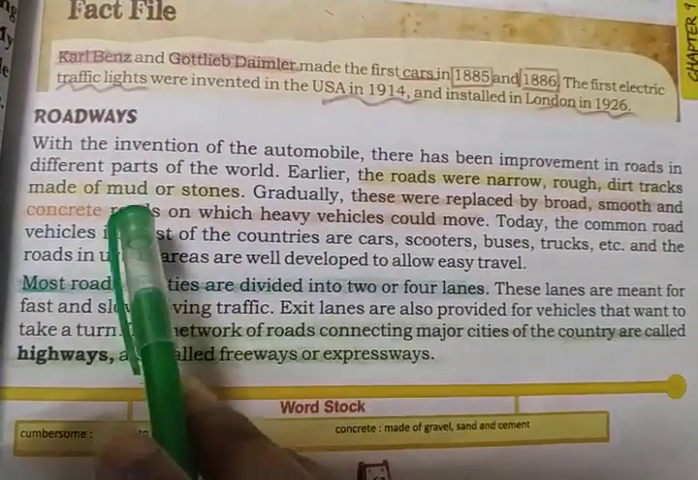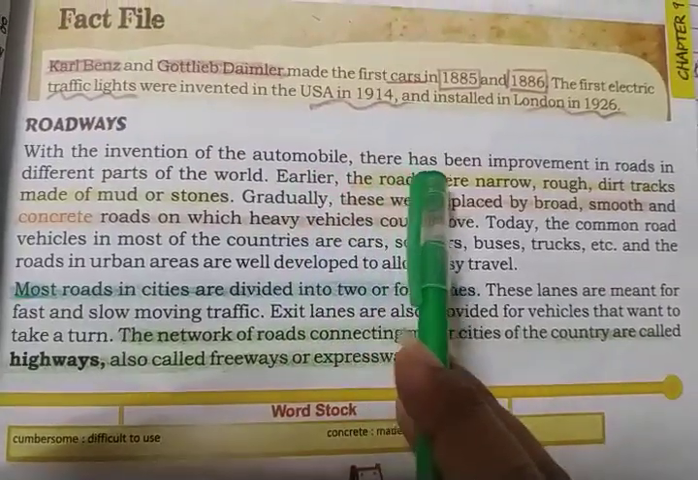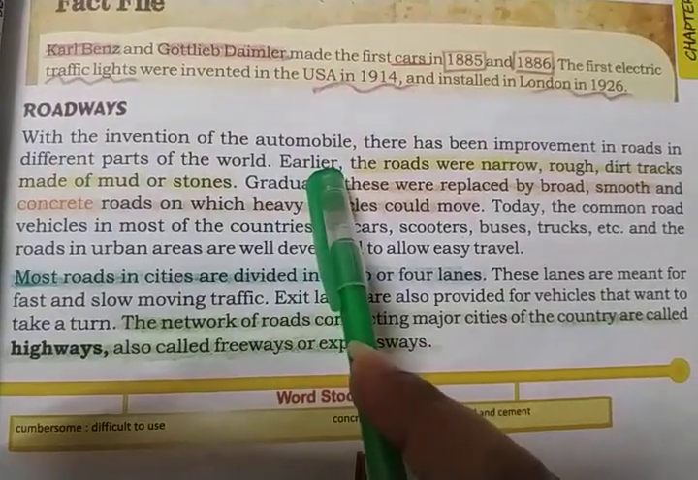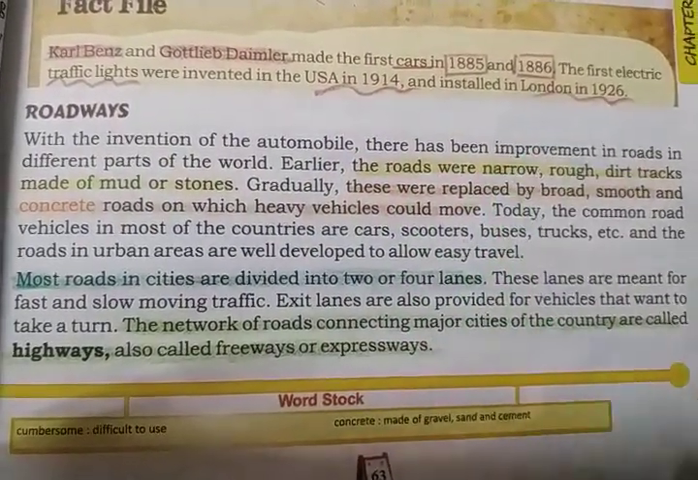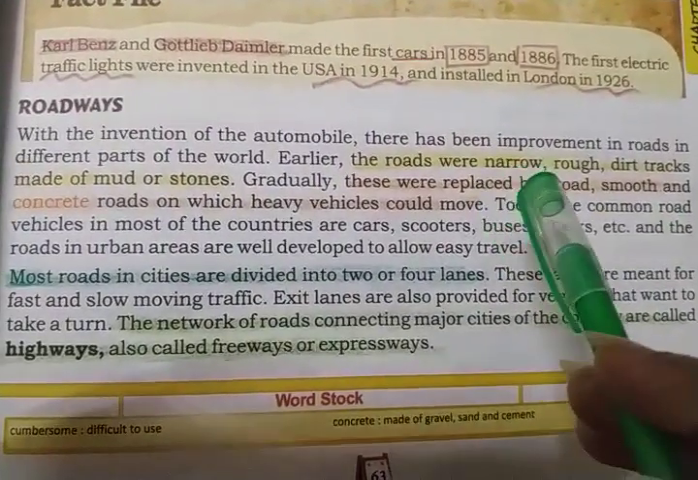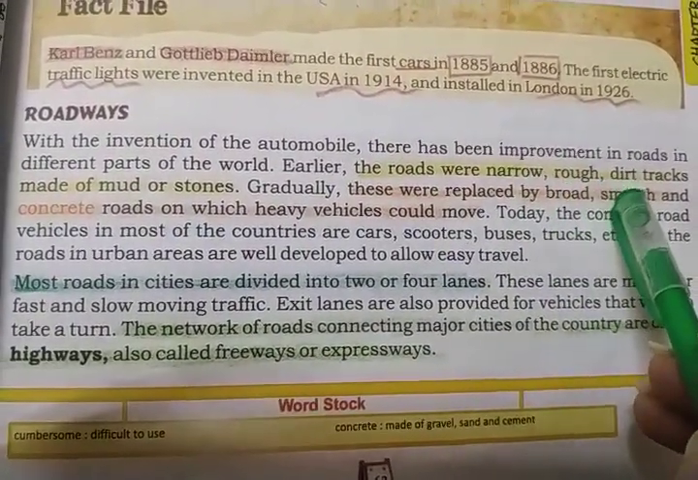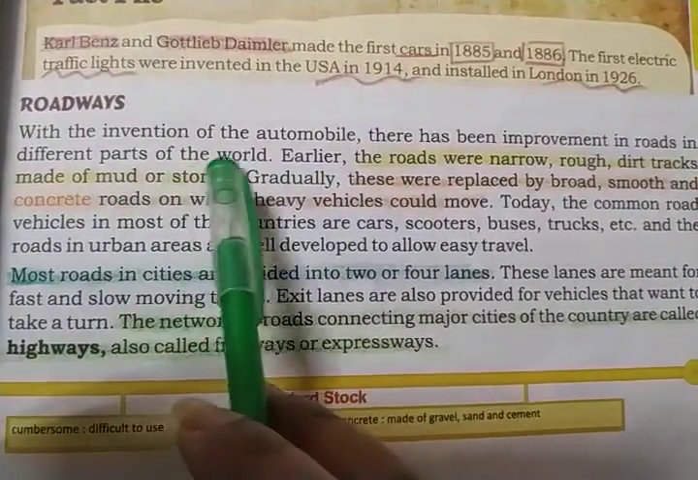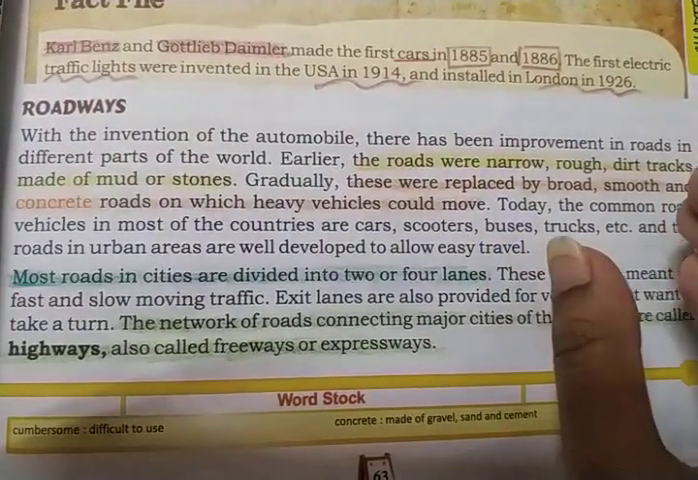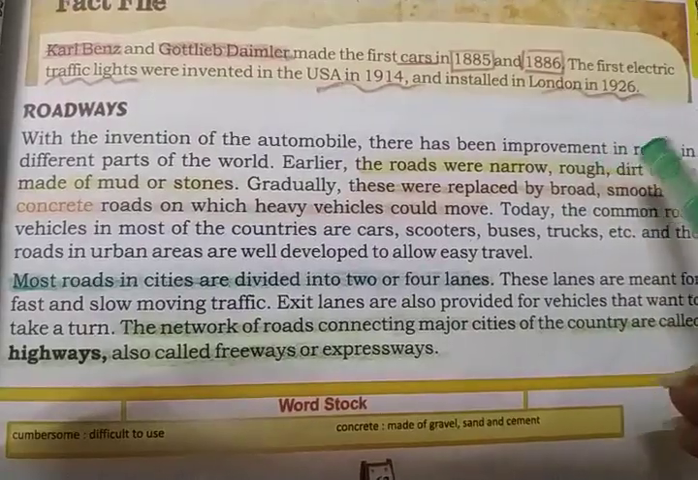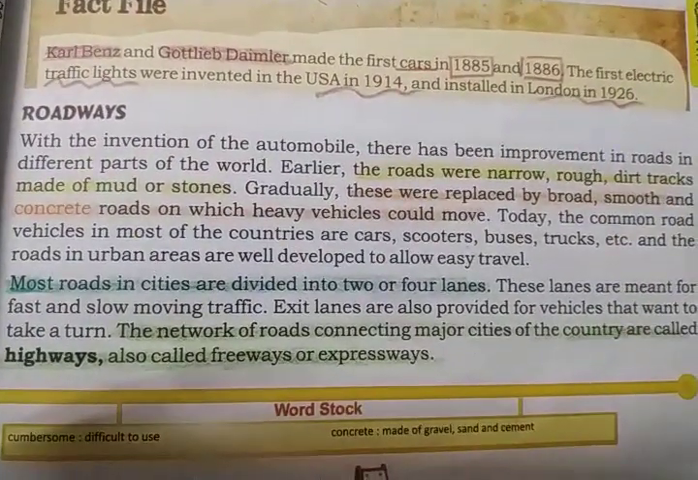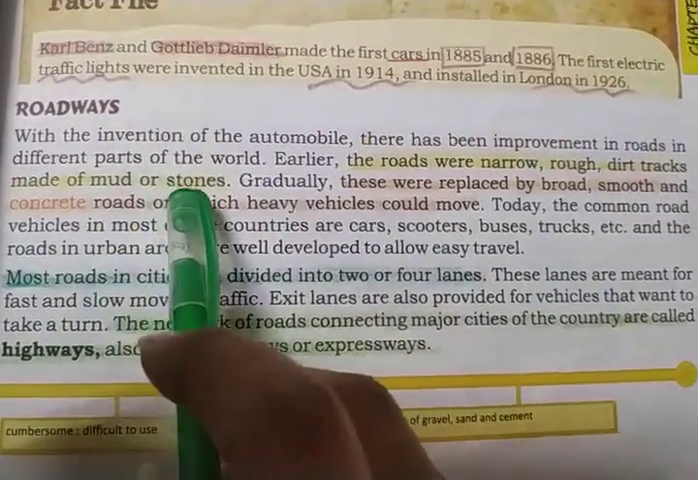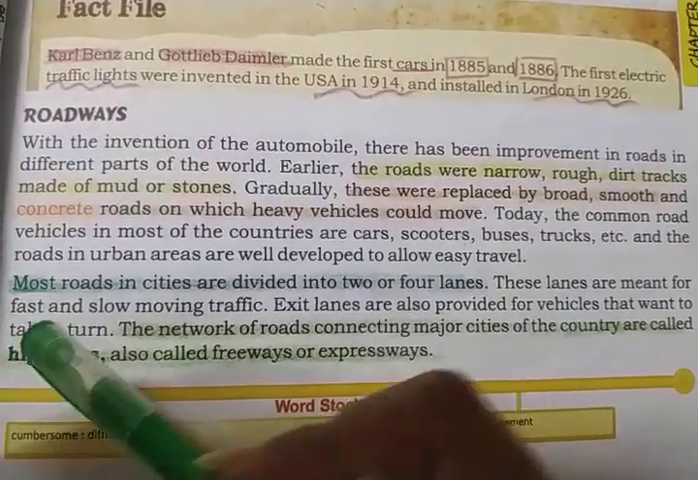So let us read. With the invention of the automobile, there has been improvement in the roads in different parts of the world. Earlier, the roads were narrow. Narrow means small. Earlier, the roads were narrow, rough, dirt tracks made up of mud and stones. That is also called kacha roads. So the roads were very narrow, very small, and very rough. They are not smooth. Your bike can stumble and fall down. They were dirt tracks made only of mud and stones.